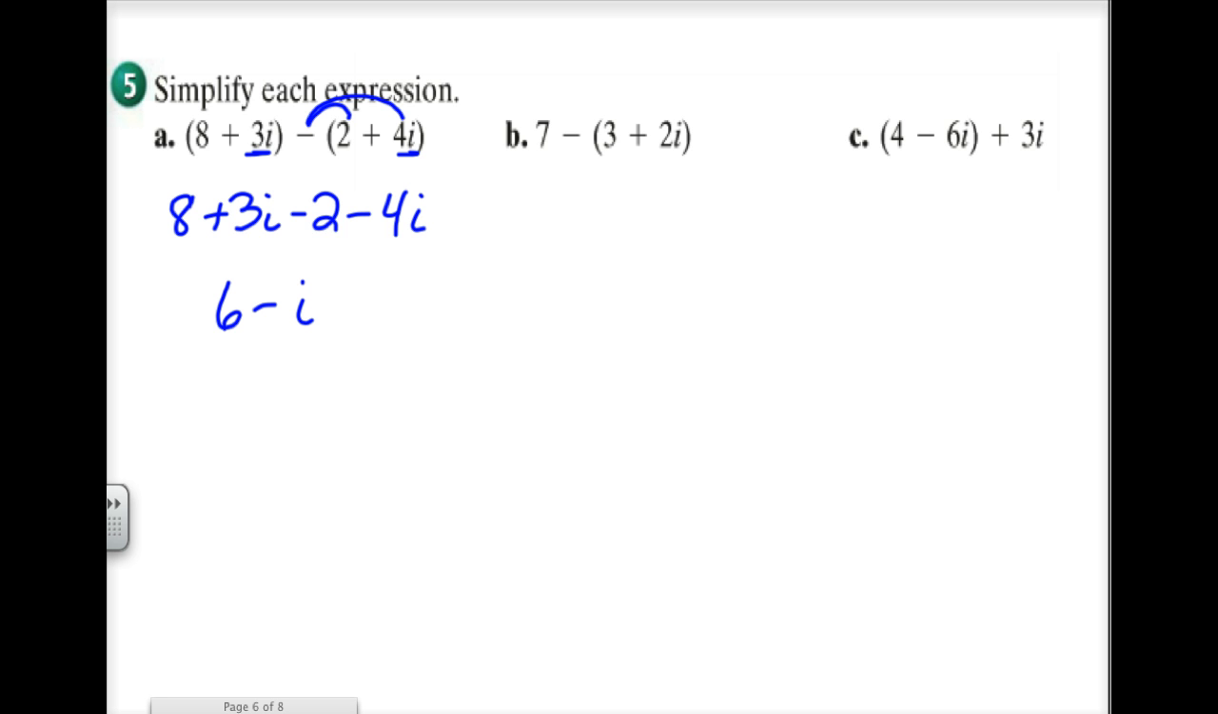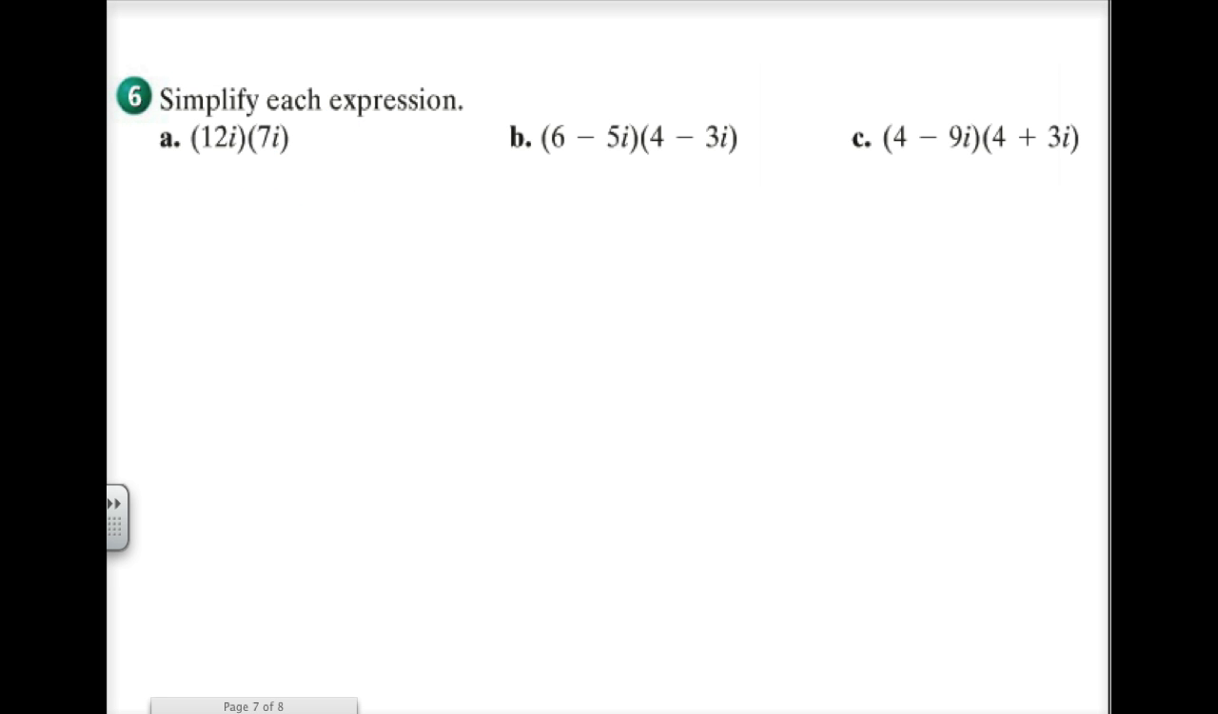Letter B, again, that distributive property, so 7 minus 3 minus 2i. Combine the 7 minus 3, so it's 4 minus 2i. And lastly, these parentheses, the grouping is negligible. I don't need it. So I can just combine my 4 and combine that with -6i plus 3i, which gives me -3i. That is just combining like terms or simplifying the expressions.